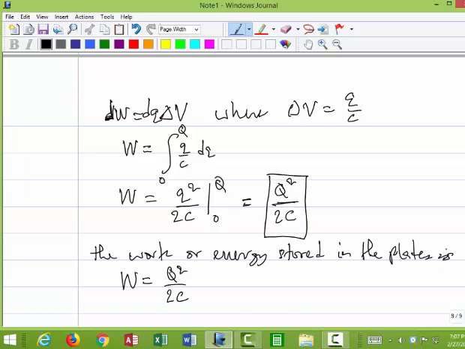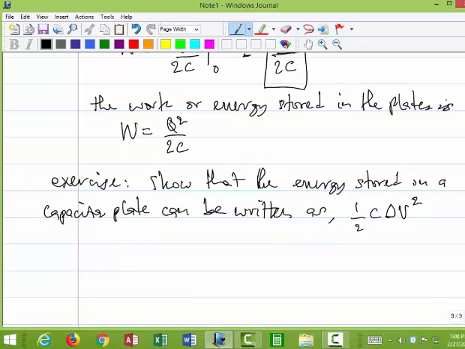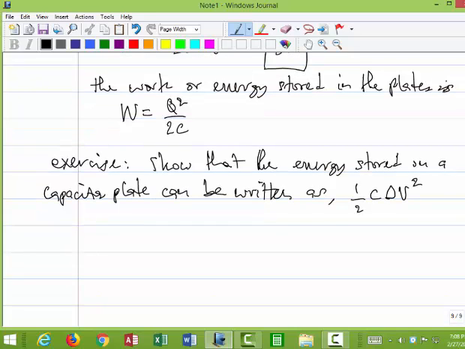We can also change that a little bit. As an exercise, show that the energy stored on a capacitor plate can be written as 1/2 C delta V squared. That's the exercise for you to try. What you need to do is to use the definitions that we have and the work formula and convert that into the new formula for energy, 1/2 C delta V squared. Okay. So how many finished this? Okay, a few people. All right, very good.